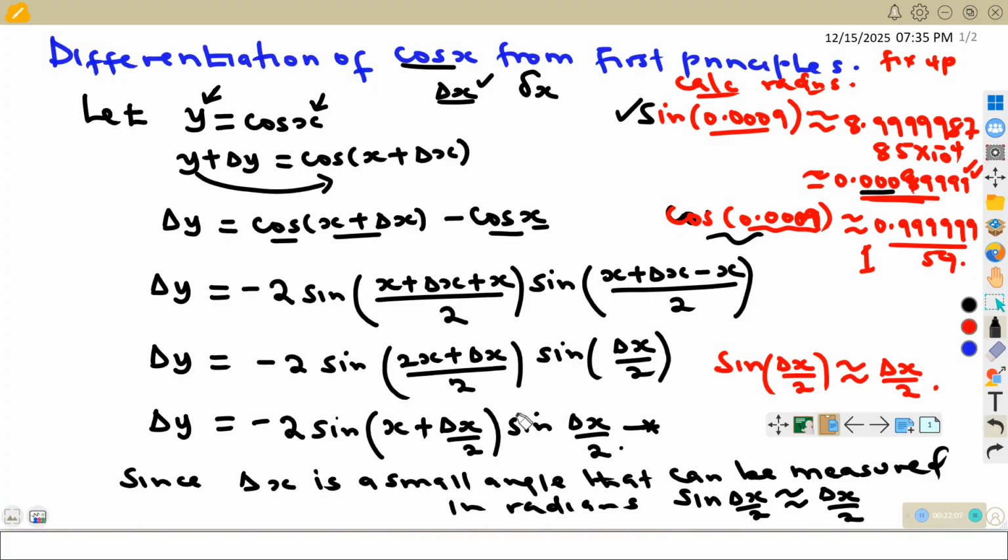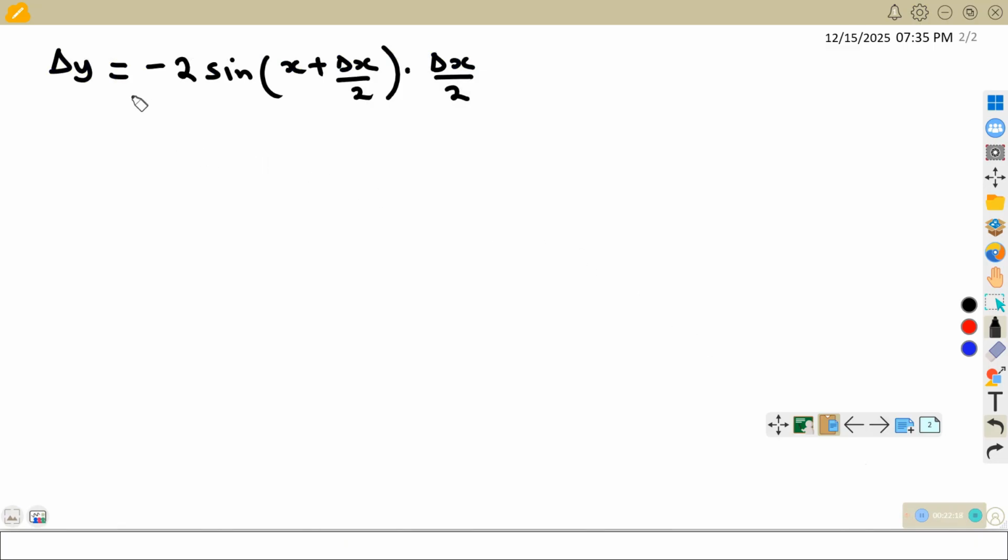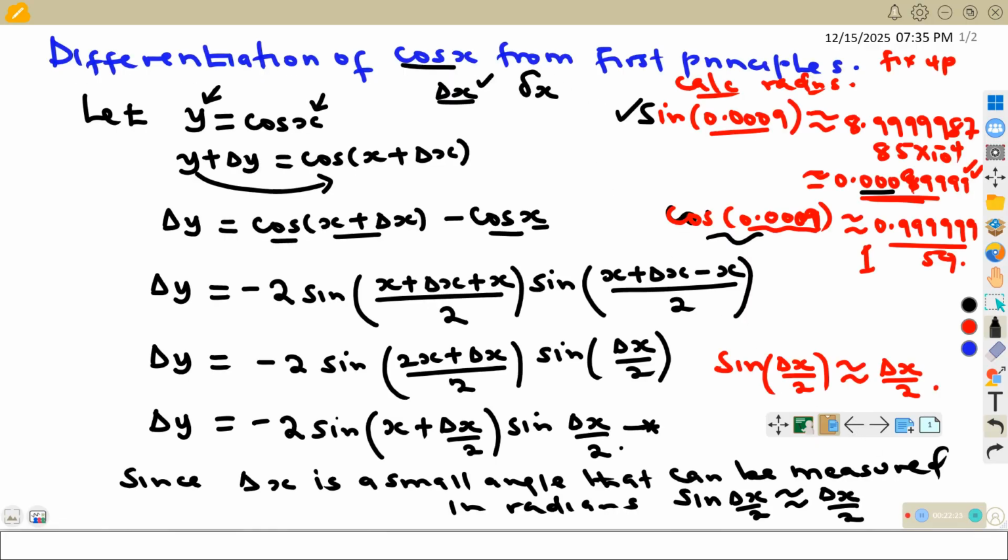So from here, we are substituting this with delta x divided by 2. I hope that one is very okay. So that is minus 2 sine of that. So from this given point, our interest is to get dy dx. We are interested in differentiating cos of x. So we need to get the derivative of cos of x.